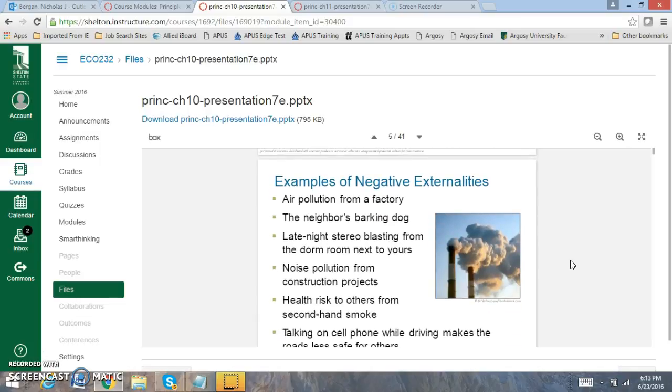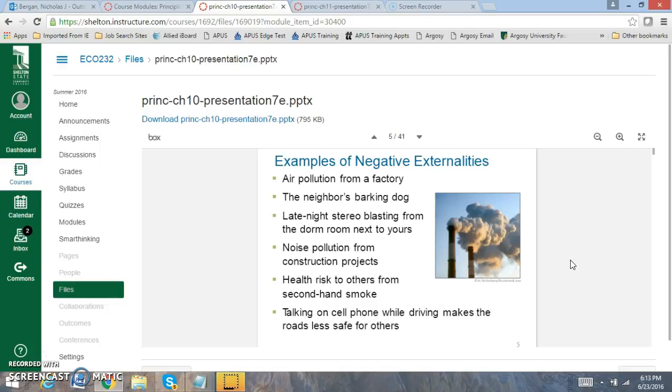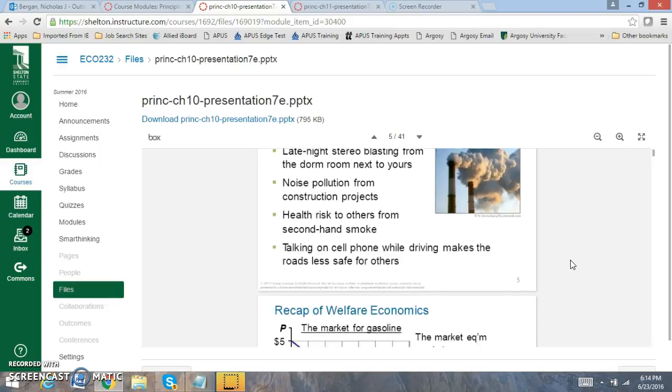So when we look at examples of negative externalities, you're looking at pollution, barking dogs, late night music, noise pollution. You're looking at externalities that involve 2 parties that are directly involved, and then this third party that's indirectly involved, where we can't actually account for the cost.